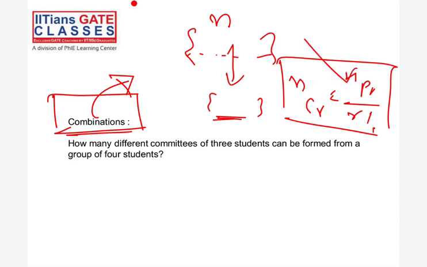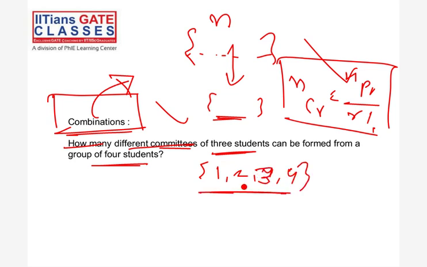Okay, now let's solve this question. Let me first quickly solve this question. How many different committees of 3 students can be formed from a group of 4 students? So in a class, let's assume you have these 4 students. Now you want to make a committee of 3 students. You already know that in a committee, like in a friend circle, the order does not matter. So how many ways can you make a committee?